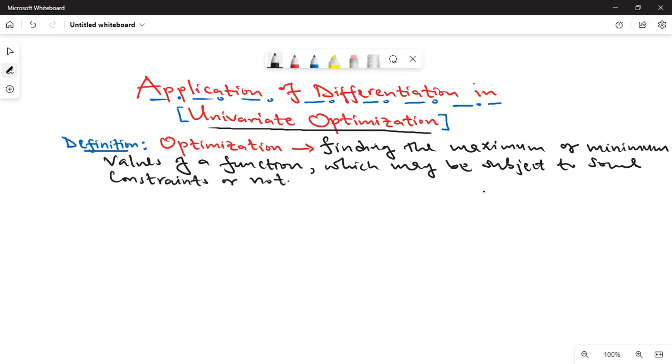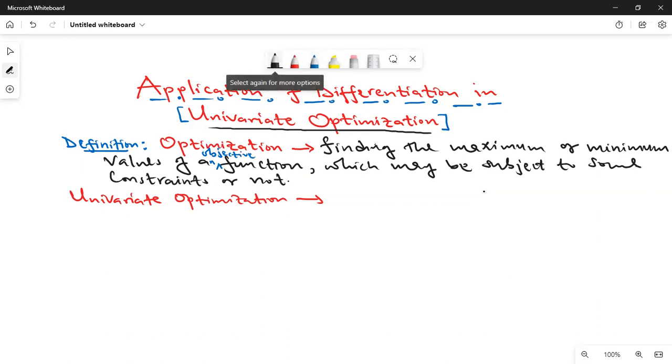So then what is univariate optimization? So therefore, univariate here means that our function depends on a single variable. So in univariate optimization, the function that I'm talking about here, that we are finding the maximum or minimum values of, is an objective function. We call it an objective function.